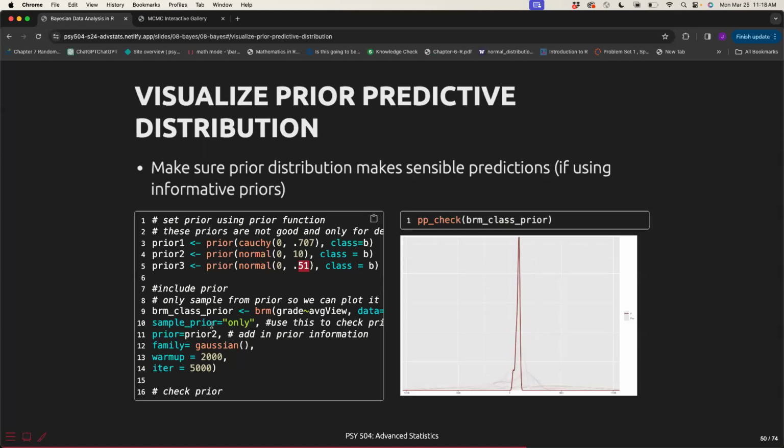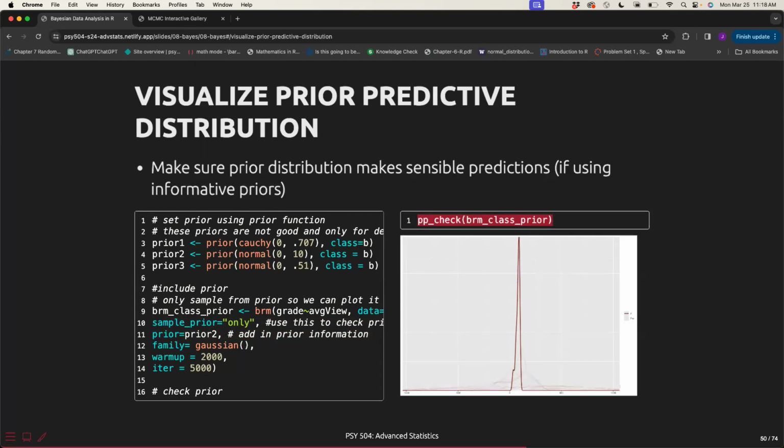And we can do that by running a Bayesian model with BRM and then setting the sample prior argument to only. So this is only going to sample from the prior that we specify. The prior argument is not null anymore. It's actually prior to, so with a normal of mean 0 and standard deviation of 10. And we can run this model, and then we can do the PP check to look at our model and how it compares to our prior predictive distribution and the samples that it makes here.